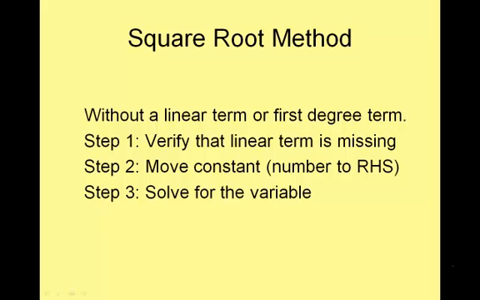Another method we can use is the square root method. Square root method is used for quadratic equations that have the linear term missing. Linear term is the middle term, the one that has the variable to the power 1. So if you have ax squared plus bx plus c equals 0, it's the x term that's missing. If that's the case, it's easier to solve these by just moving the constant to one side and taking the square root of both sides. And whenever you take a square root, remember to always put plus or minus. And at the end, you solve for the variable.